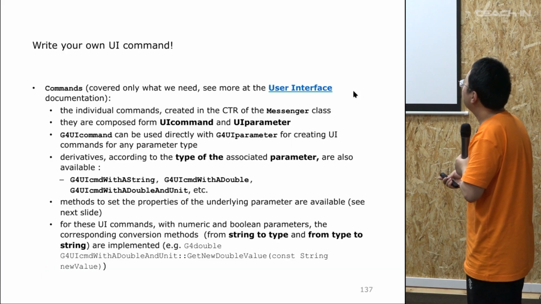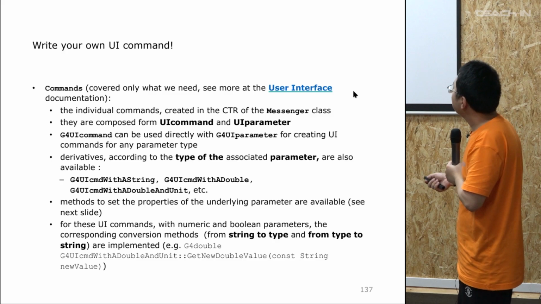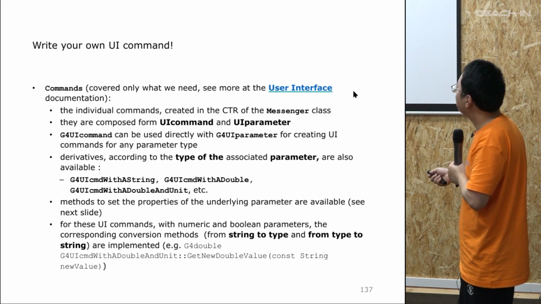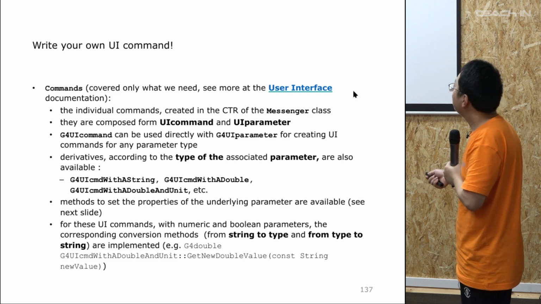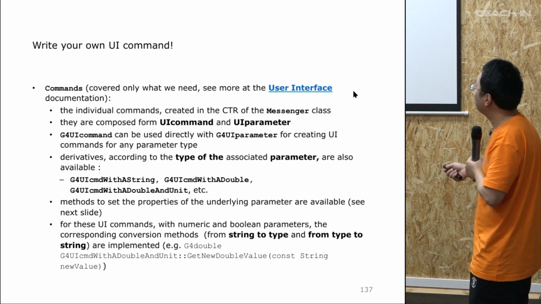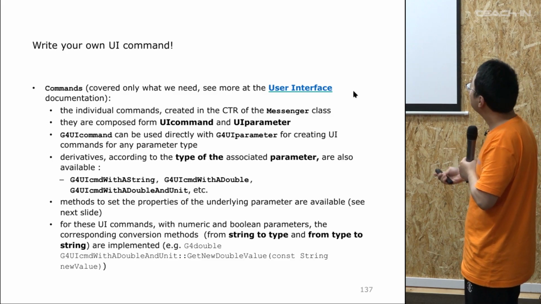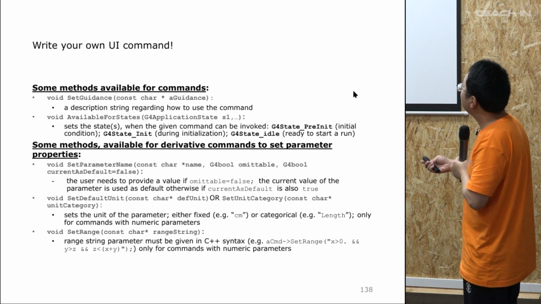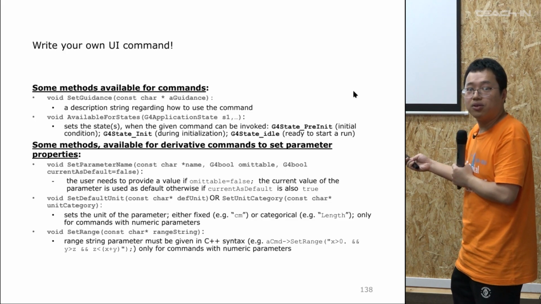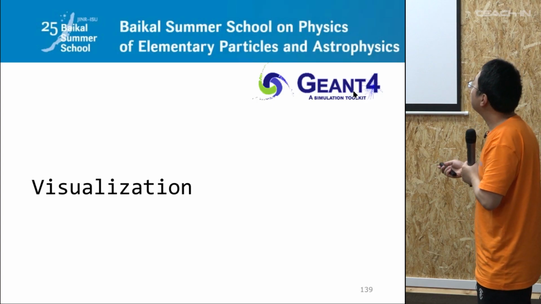So here I'm just mentioning there are a lot of predefined UI commands, for example, with string, with double, or with double and unit, something like that. And you can also define a lot of things. I think because this is too technical, we can just skip.